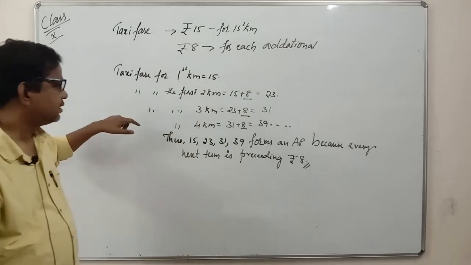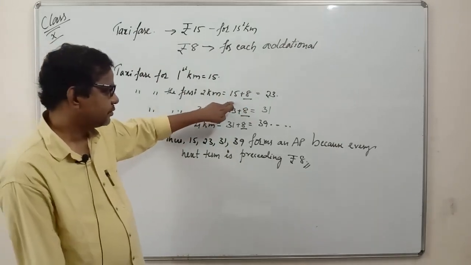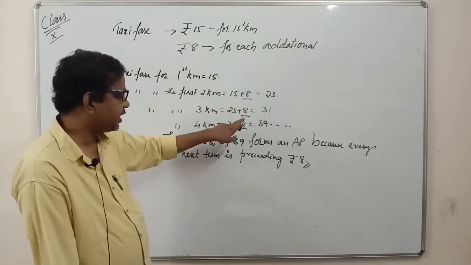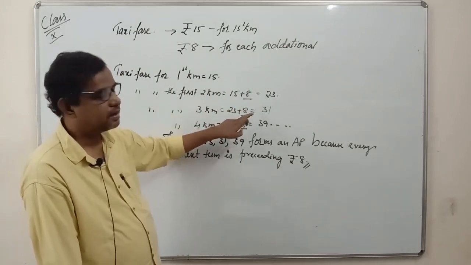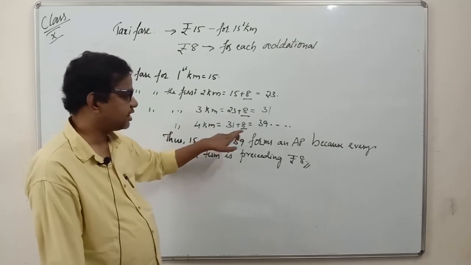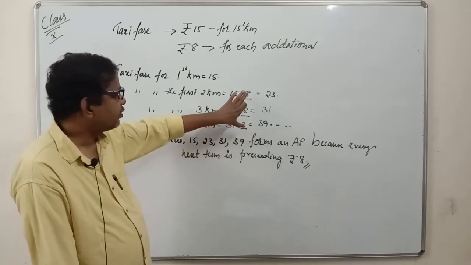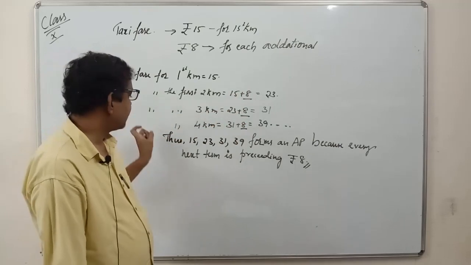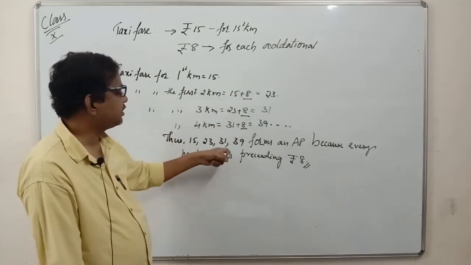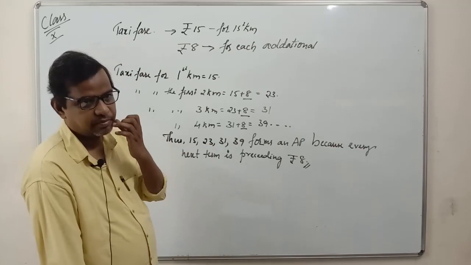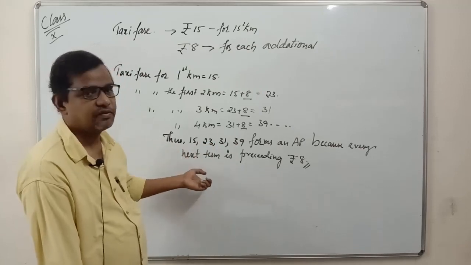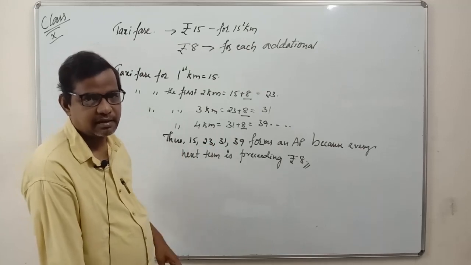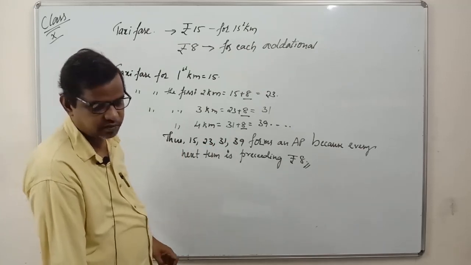So first it was 15. If you add 8 to 15 it becomes 23, and again if you add 8 to 23 it becomes 31, and again if you add 8 to 31 it becomes 39. Nothing but we are adding the common difference, which is constant. So 15, 23, 31, 39 forms an AP, arithmetic progression, because the progression is with a constant common difference d equals 8. Okay. Now take the second one.